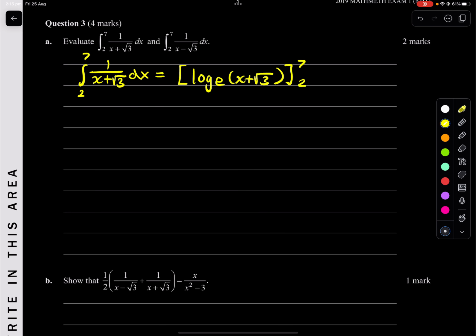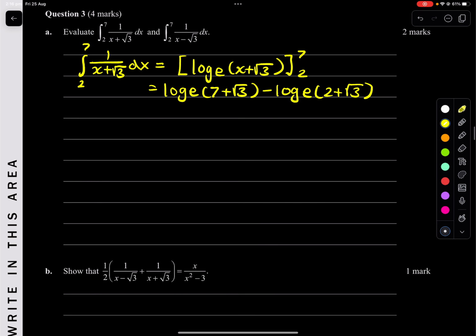from 7 to 2. Simplifying that, so we're saying log e, 7 plus root 3 minus log e, 2 plus root 3. This simplifies to log e, 7 plus root 3 all over 2 plus root 3.